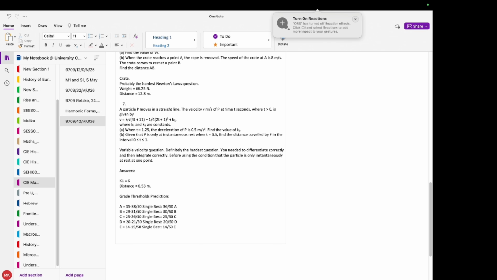Now, these are only my estimates based on the paper's overall difficulty and should by no means be taken as official thresholds. The official thresholds are going to come on results day on August the 11th, and it would really be a big honor and pleasure to see the thresholds being low, so all of you hopefully get those A's and A stars that you deserve.